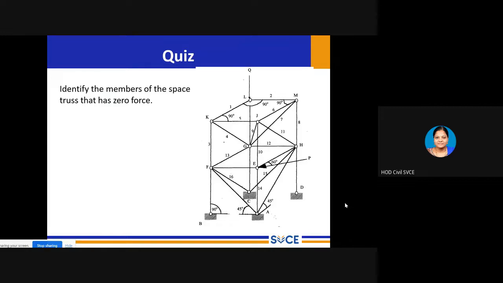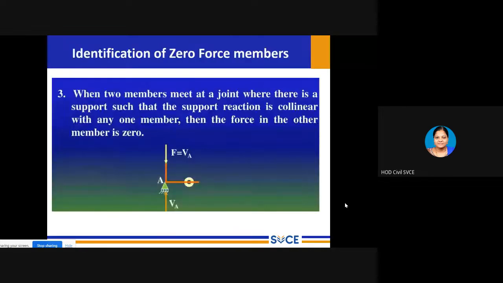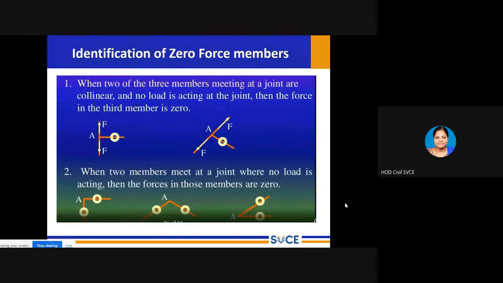Now tell me, in this particular truss, what are the members which carry zero forces? And you tell me why. Okay, now let me explain this rule also. This is just for your understanding. So how to identify the zero force members in a truss system.